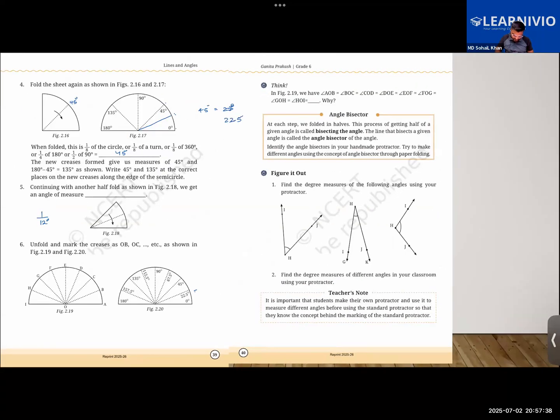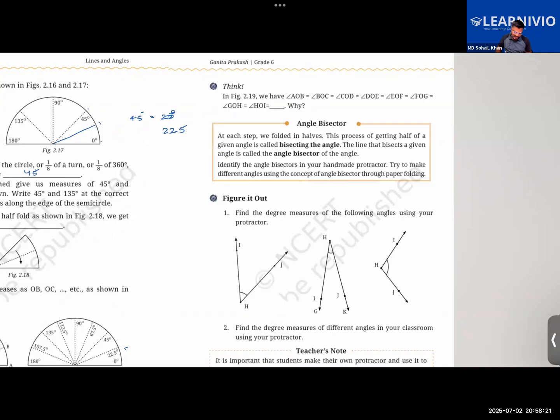Also in figure 2.19, you will find that angle AOB, this angle over here, angle BOC, this angle, then angle COD, and all these angles, all of them will be equal to each other. The question is why all of these will be equal? Because we divided this piece of paper every time into equal halves. So hence all of these angles are equal here.